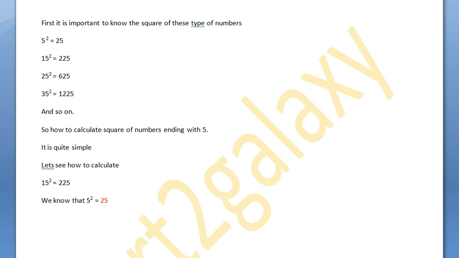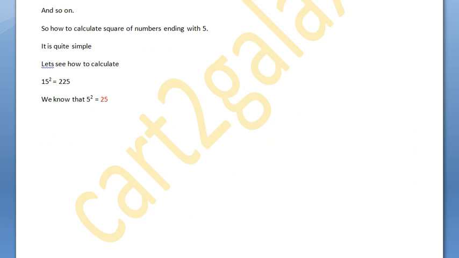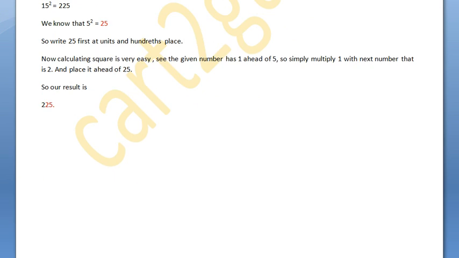First, see an example to calculate the square of 15, that is 15 square. So 15 square is equal to 225. We know that 5 square is equal to 25. So write 25 at the units and hundreds place as shown below. Now calculating the square is very easy. See, the given number has 1 ahead of 5. So simply multiply 1 with the next number, that is 2, and place it ahead of 25. So our result is 225.